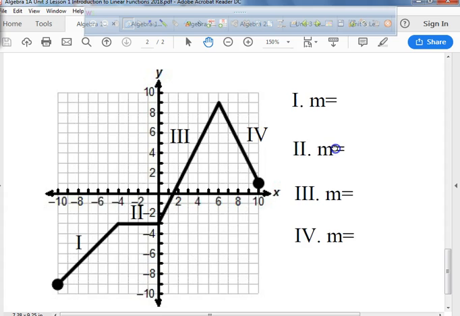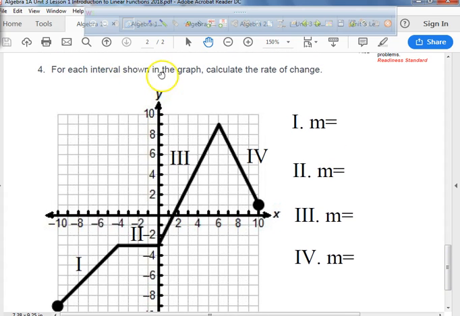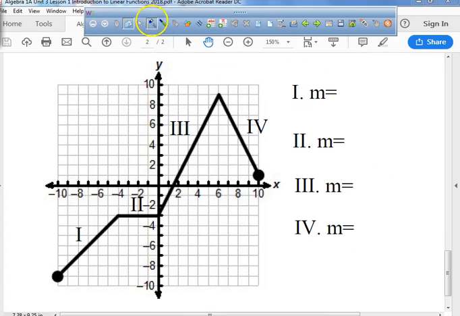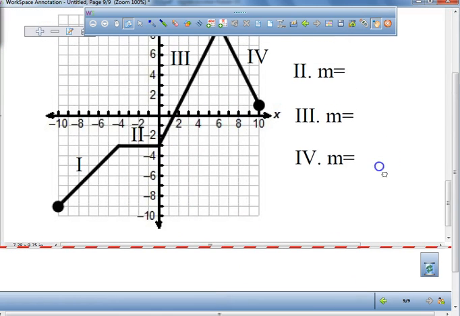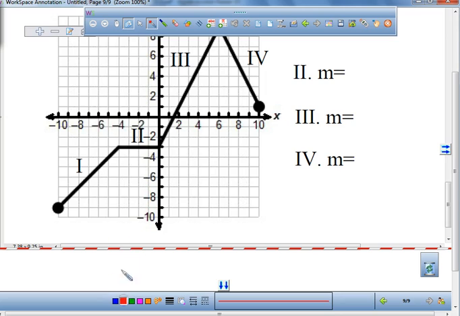Okay. Last part right here. It says, for each interval shown in the graph, calculate the rate of change. So right now, I'm going to give you guys hints. You're going to have to calculate this, okay? So see if you can interpret what I'm doing. Starting right here, 1. You guys see all these little points I'm doing in red? Here's what I want you to do on your paper. I want you to make stairs. Make stairs like this. By making the stairs, it's helping reinforce what the slope actually is.